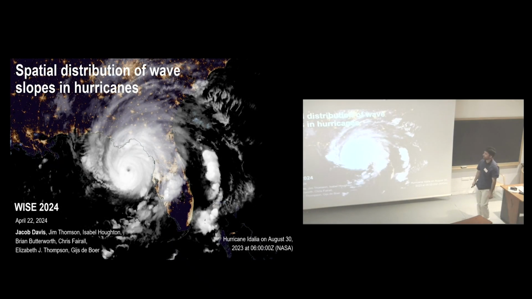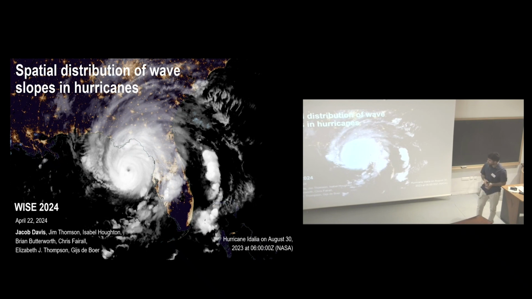All right, so my name's Jacob Davis. I'm a graduate student at the University of Washington, the Applied Physics Lab, and I work with Jim Thompson over there. So I'm going to talk today on some measurements we've been taking in hurricanes using wave buoys. And in particular, I'm going to talk about the spatial distribution of wave slopes in hurricanes.